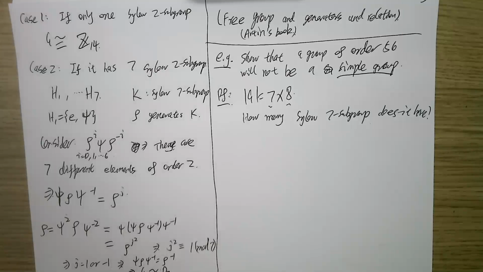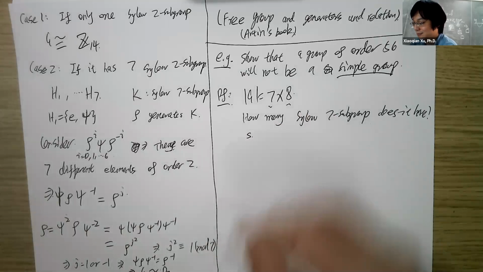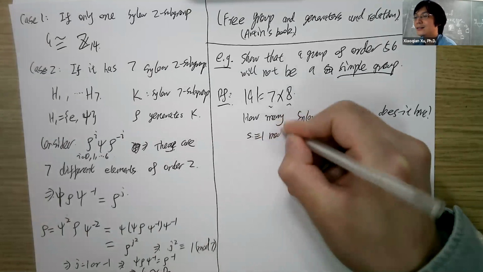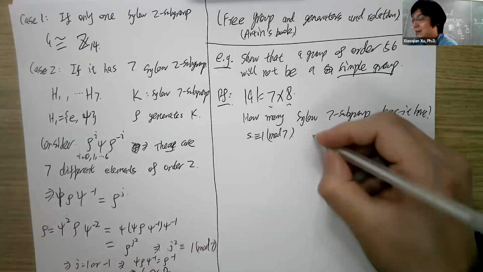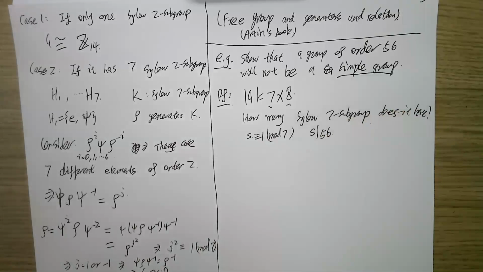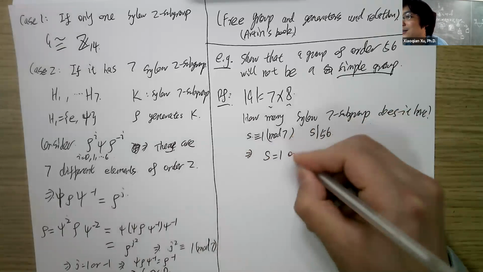Do we do the same thing with the theorem about S, where S should be equivalent to 1 modulo 7? That's right. And we also know that S must be a factor of 56, right? Yeah, and S equals 8 kind of fits. So S equals 1 or 8, right?